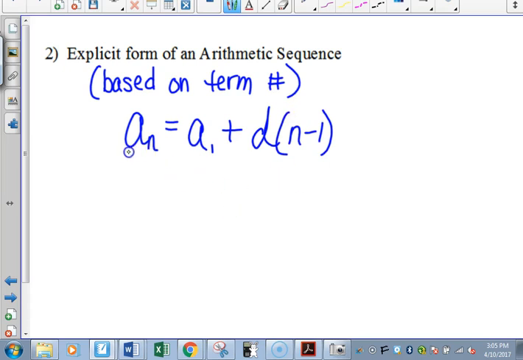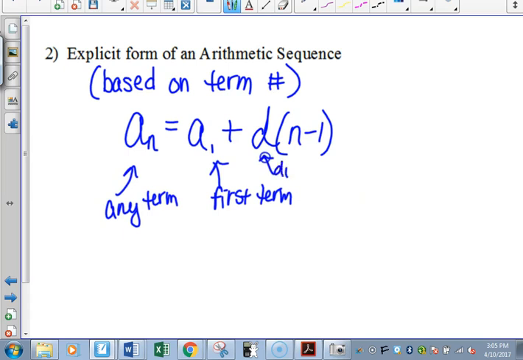Okay, this is the fancy form that's called an explicit form. This means to find any term, you take the first term and you add the difference, n minus 1, or one less time.